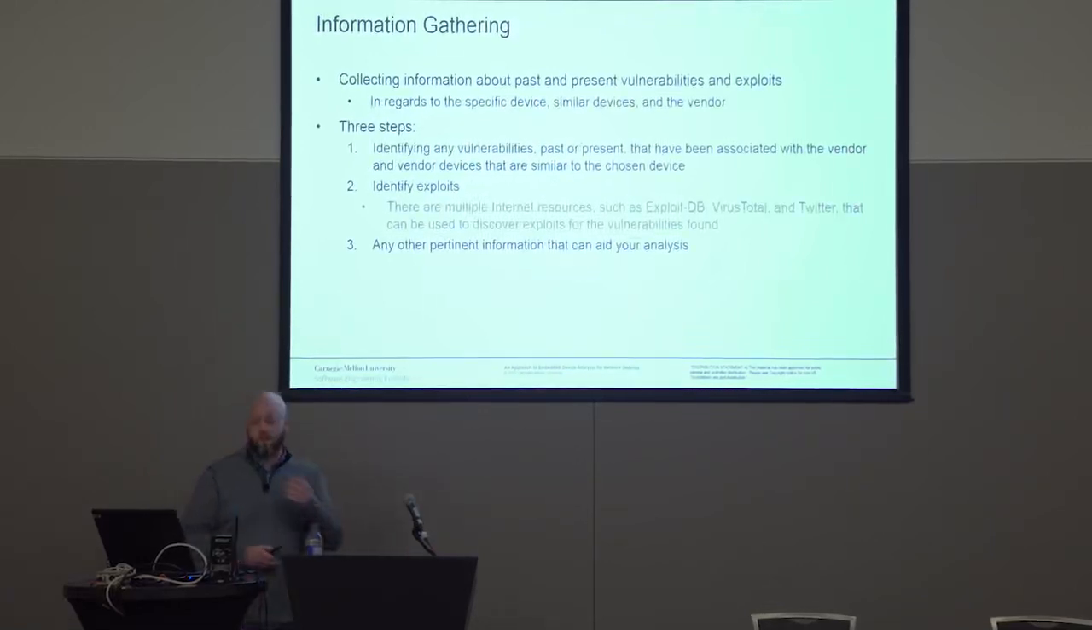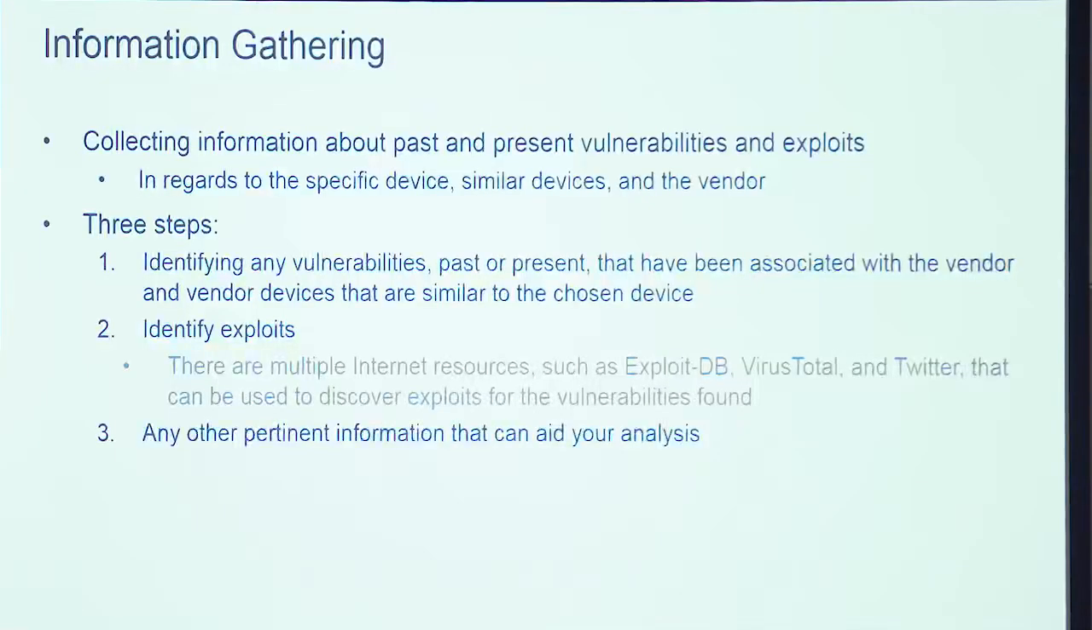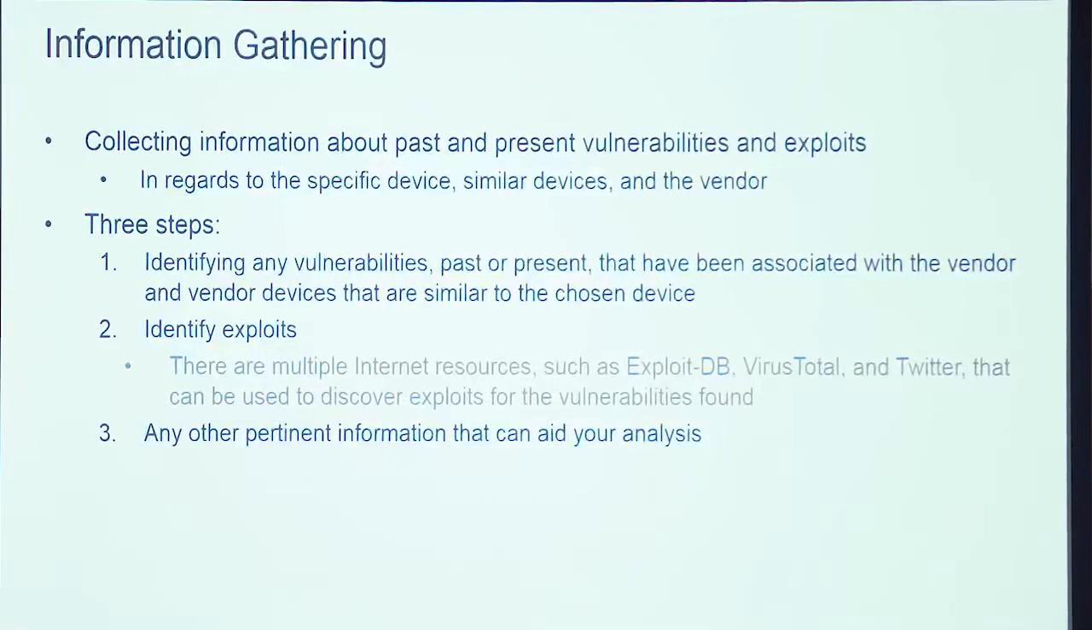So the next step is really just going into information gathering, right? Collecting all the information about past and present vulnerabilities and exploits associated with that device. And maybe even outside the device, maybe everything that's associated with that company's products. As we'll talk about later, lots of files are shared across all the firmware for all types of devices. So something you might find for a camera might actually work for a router. So really just identifying the vulnerabilities, and then identifying any exploits associated with them, and any other pertinent information that you think is valuable at that point in time.